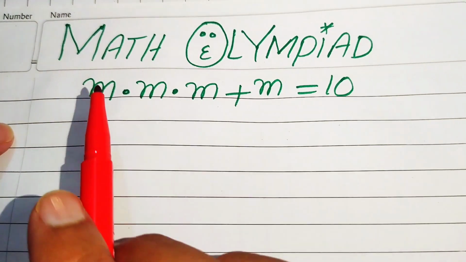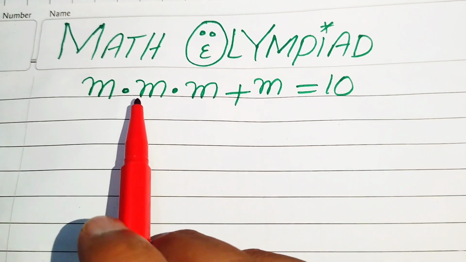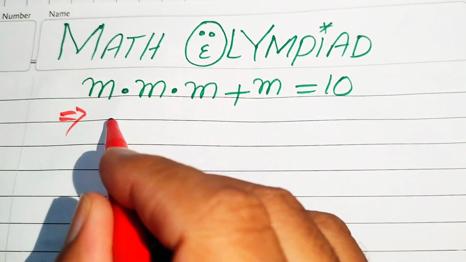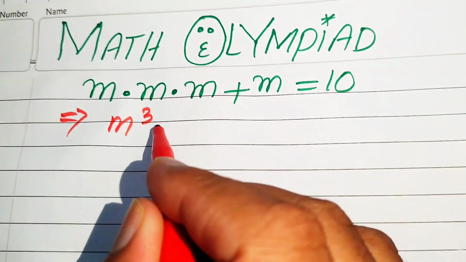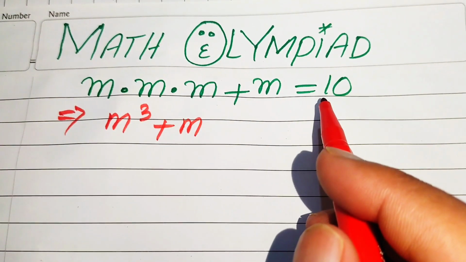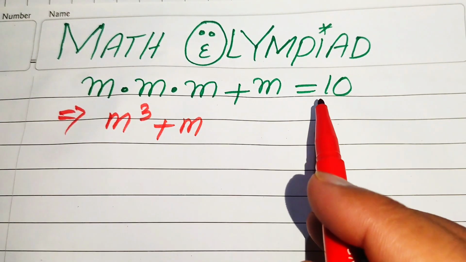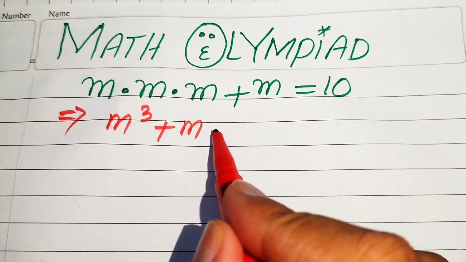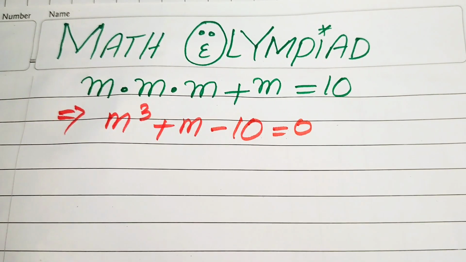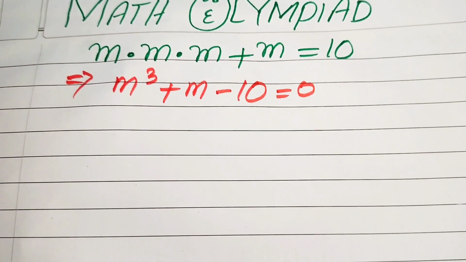So here first we see that m is multiplied 3 times, so we write it as m cubed, plus this m. Here we move the 10 to the left hand side. It is positive, and when we move it to the left hand side it becomes minus 10, and this whole equation equals 0.